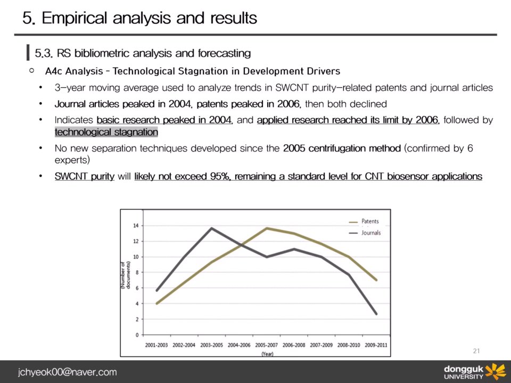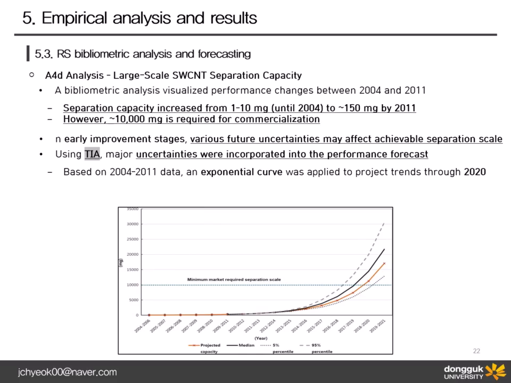A qualitative review of recent publications confirmed that no new separation technologies have been developed since the centrifugation method introduced in 2005. Therefore, it is expected that the purity of semiconducting SWCNT will not exceed 95% in the near future, and this level will likely remain the standard for CNT biosensors intended for implantable medical applications. Next, an analysis was conducted on A4D, the large-scale separation capacity of SWCNT.